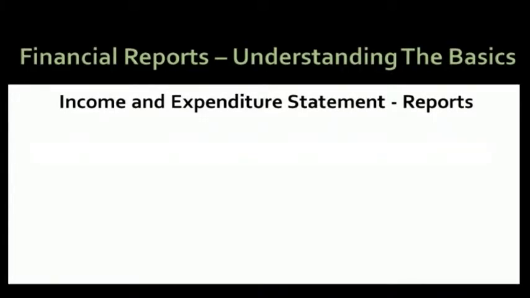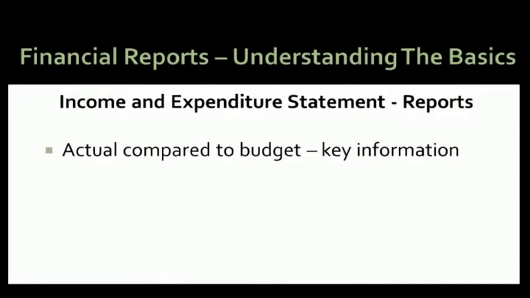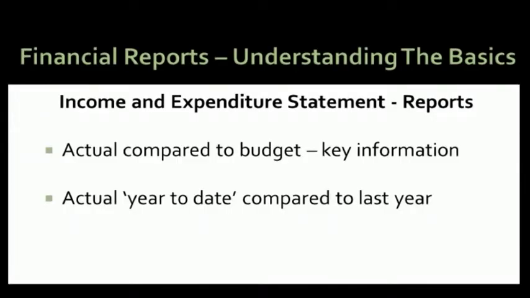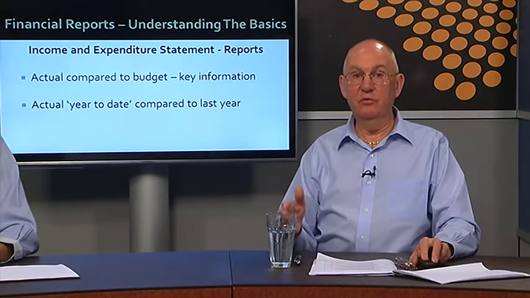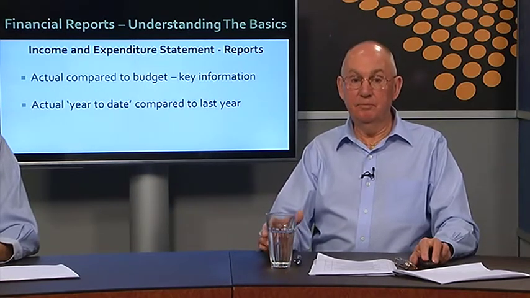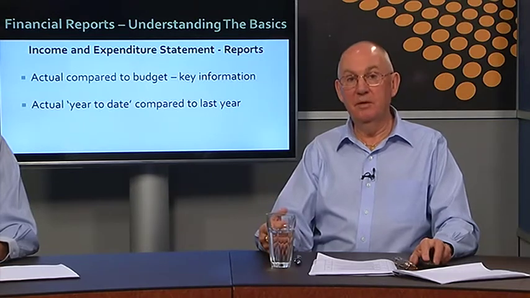The thing with profit and loss reports or income and expenditure statements, when they're presented to the board, I always recommend that you put on there the actual compared to budget. That's really key information for the board because it explains how the organisation is going against the forecast and the budget, so you know if you're on track. And the other thing is actual year to date compared to actual year to date for last year as well, which gives a good indication of how you're tracking against previous performance. And it's all about seeing if you're going off track or if you're still on track to keep doing what you need to be doing.